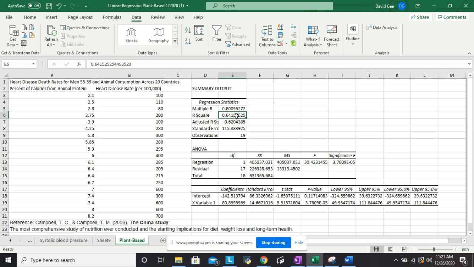Now R square is just taking this particular number and squaring it. This tells us the variation in the y variable that is explained by the explanatory variable. This number can only be positive because when you square something, you're multiplying the number by itself. So even if it was a negative number, a negative times a negative is positive. This is also something that you want to look at.